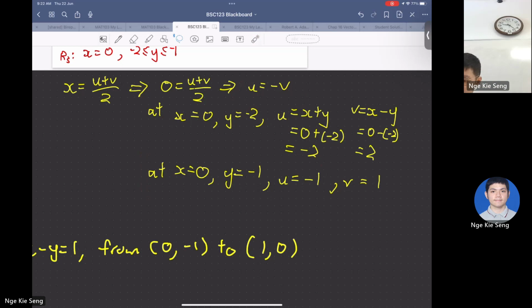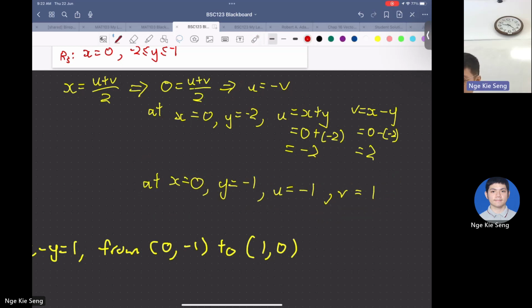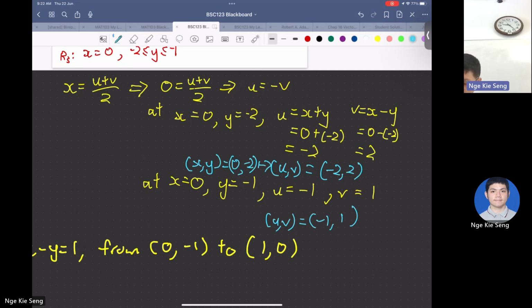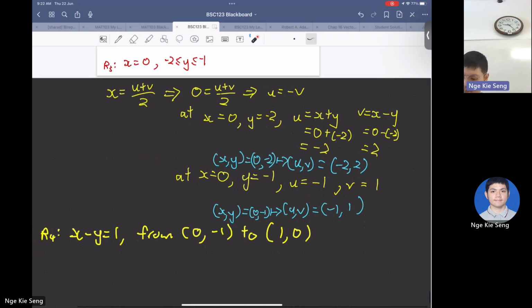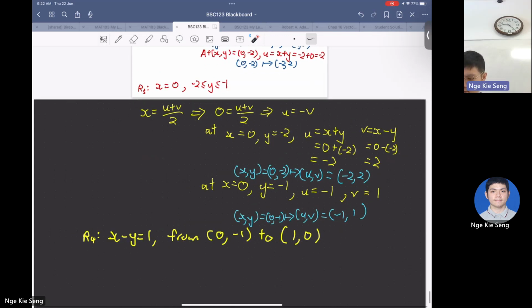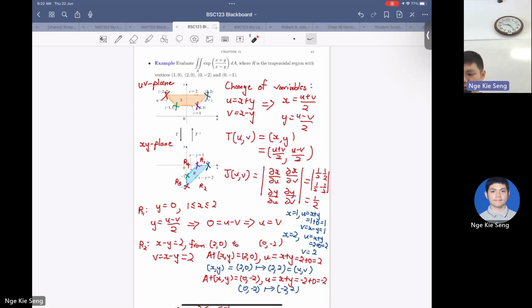So let me write something. Here is (minus 2, 2), here is minus 1. Let me write everything out. The point (0, minus 2) gets sent to this point. The point (0, minus 1) gets sent to the other point. To be precise, you can name these vertices with different names, but I want to get the idea first. So we already have these three lines here.